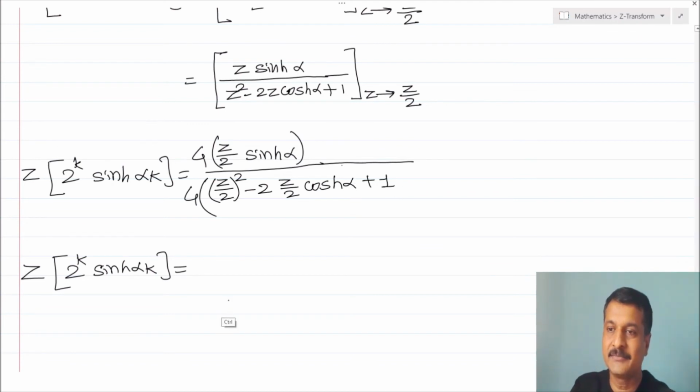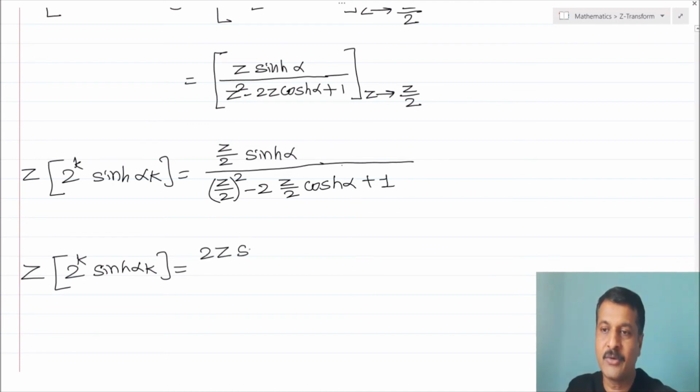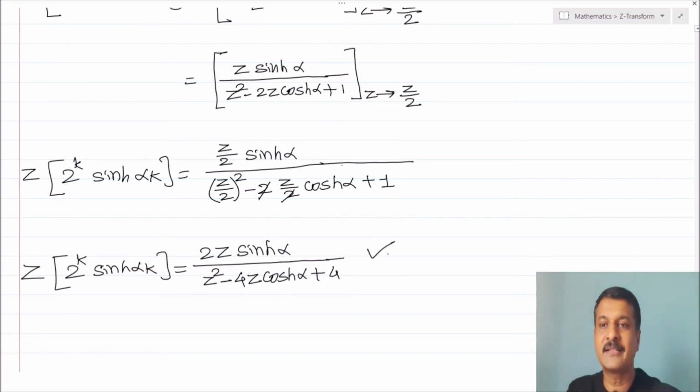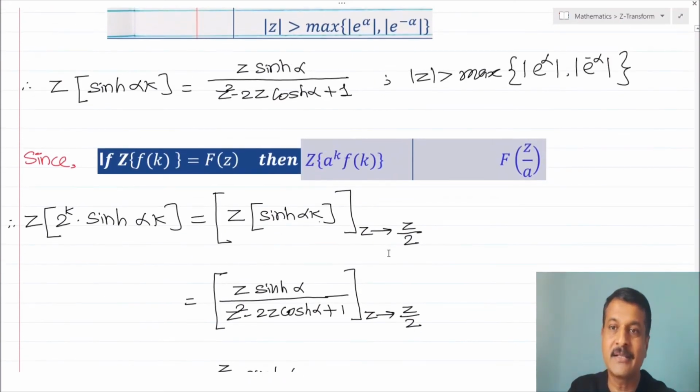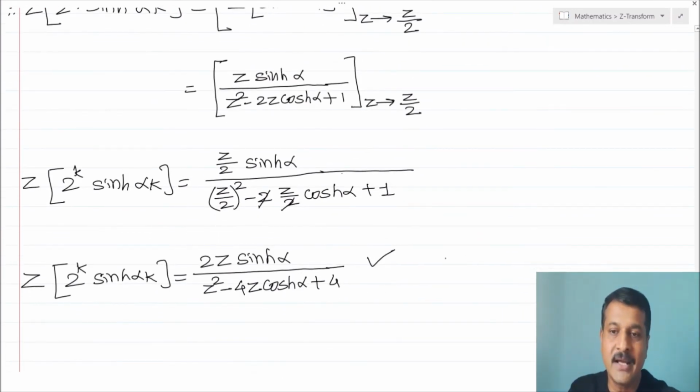So I am getting 2z into hyperbolic sine alpha upon z square minus, so if we multiply by 4, this 2 cancels but multiply by 4, that is why 4z into hyperbolic cos alpha plus 4, which is your required answer. Note that here the condition is the same, that is mod of z is greater than the maximum of mod of e raised to alpha and mod of e raised to minus alpha. So it is your required answer or z transform.